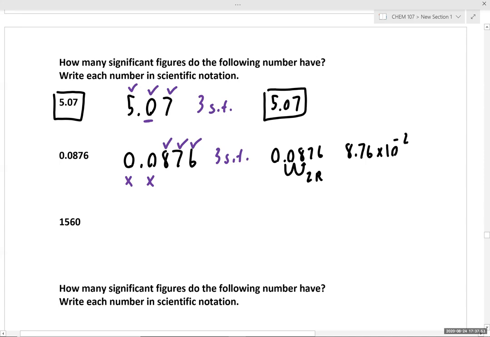Now, as we notice, and this is why I like scientific notation, when you write out numbers in scientific notation, it gives you a lot of insight into the number of significant figures. And numbers in scientific notation are much easier to read and figure out the number of significant figures in that measurement. As we can see, we have 1, 2, 3 digits. So this 8.76 times 10 to the negative second has 3 significant figures.